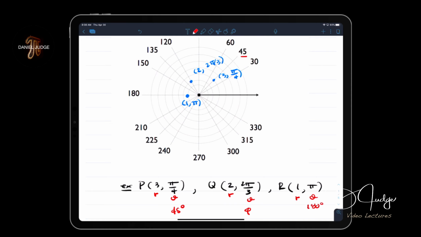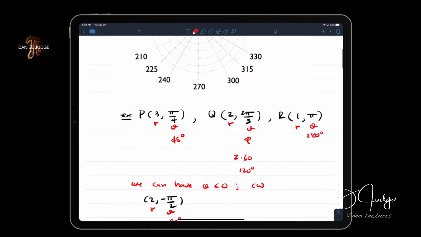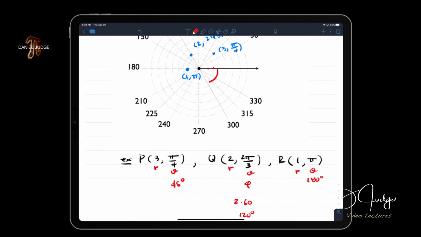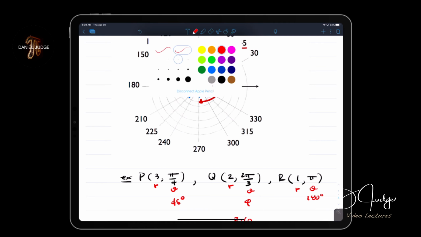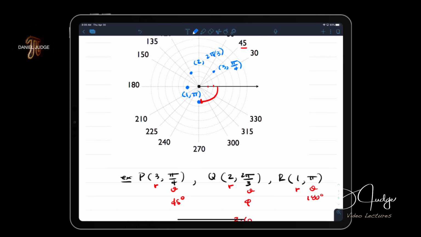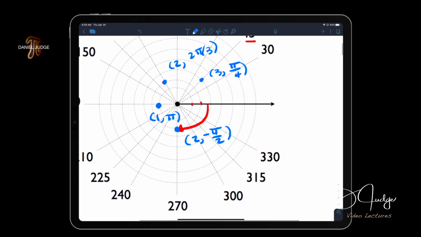You start by saying go out 2 units, but then we have to go negative pi over 2. If you remember, that's negative 90 degrees. So that's a clockwise rotation because your angle's negative. So you rotate this ray in this direction, and that gives you a point, 2 units out. This is the address of 2 comma negative pi over 2. So we can see that there, rotating our ray.